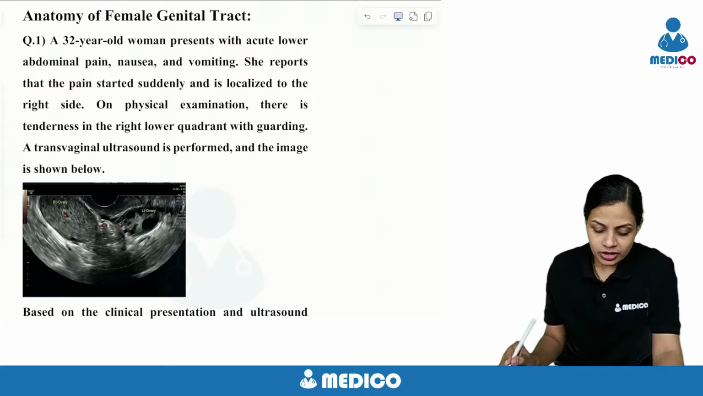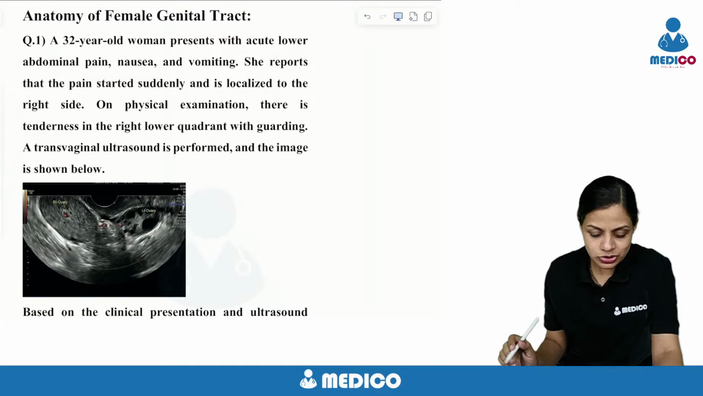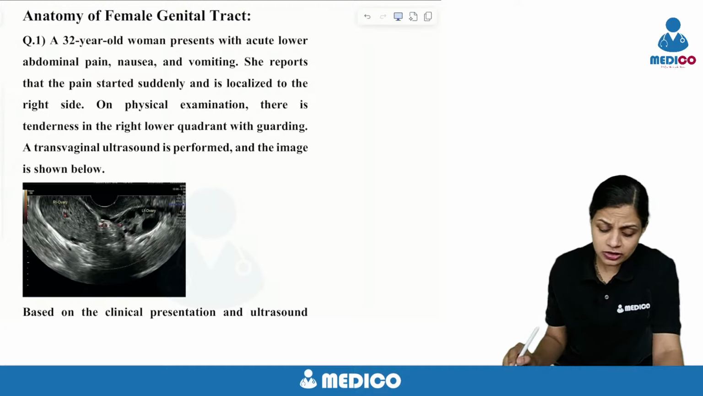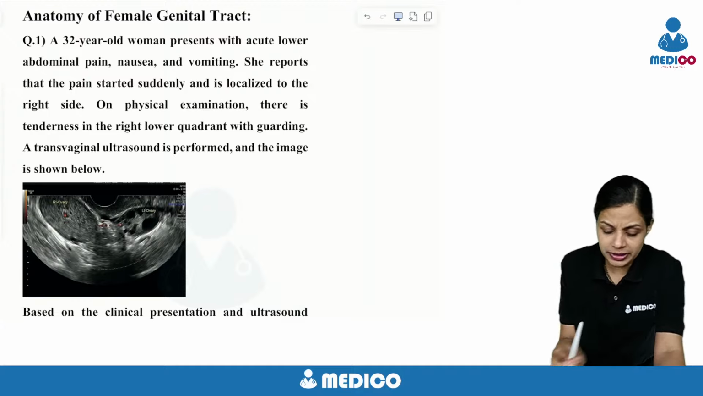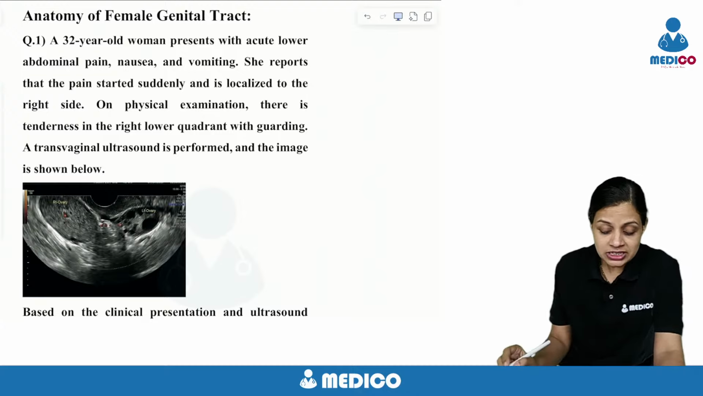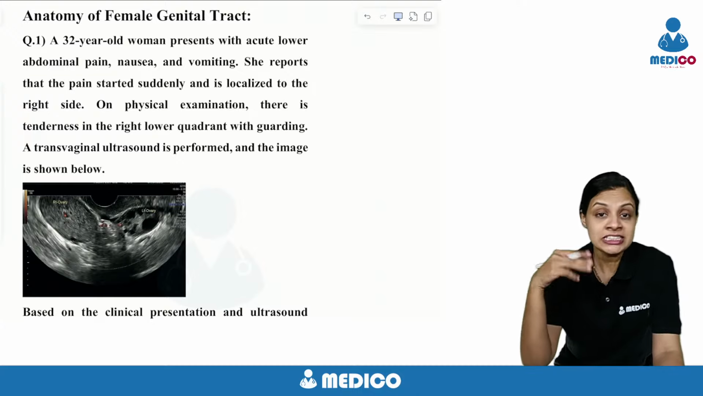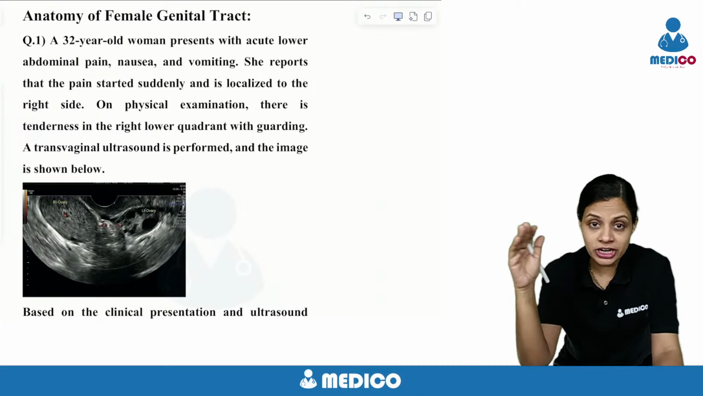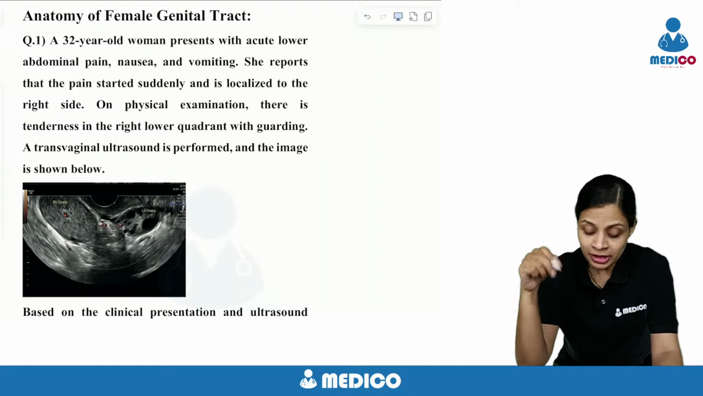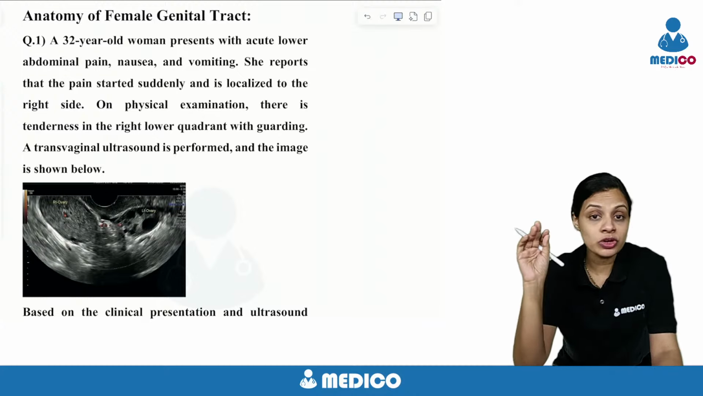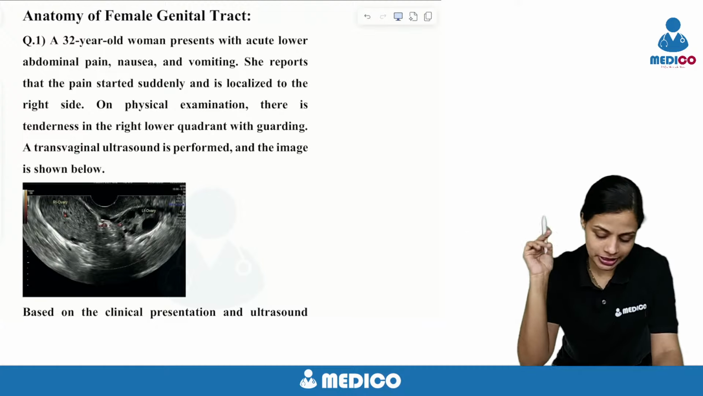Next question. A 28-year-old woman presents to the emergency department with sudden onset of severe lower abdominal pain and dizziness. She reports that her last menstrual period was 6 weeks ago. See, just like in the previous question, she has lower abdominal pain and dizziness also. But they have mentioned specifically about her LMP. Once that has been given, immediately think of an ectopic pregnancy.